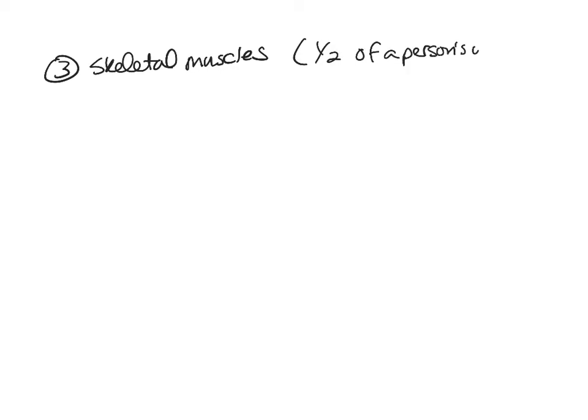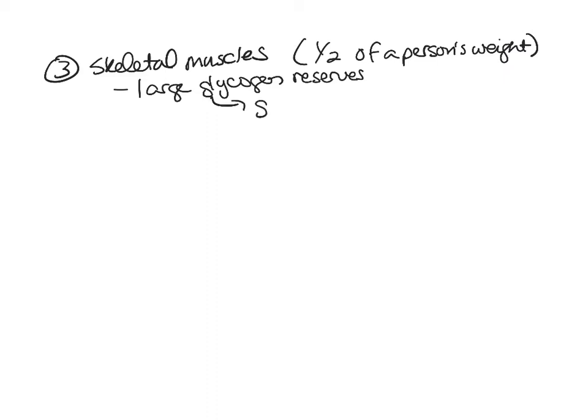Another organ that is involved in this process are skeletal muscles. Skeletal muscles are about half of a person's weight. So they are contributing to a lot of a person. The skeletal muscles have large glycogen reserves. When those skeletal muscles need glucose to produce ATP, so the skeletal muscles can contract and get you out of a difficult situation, then that glycogen will be broken down into glucose.